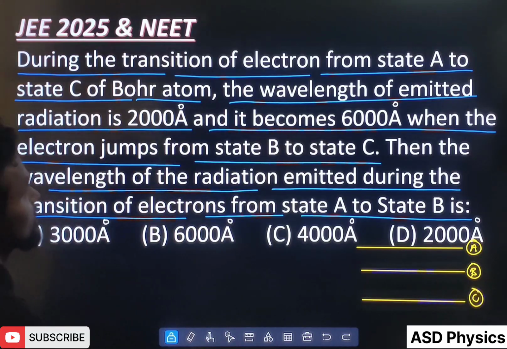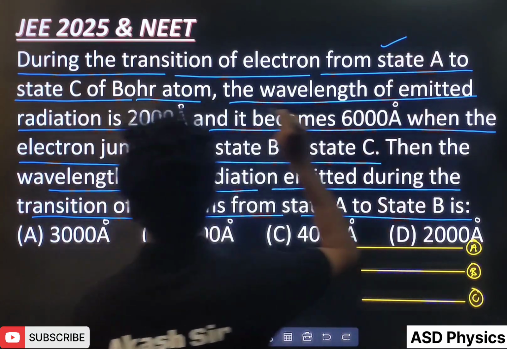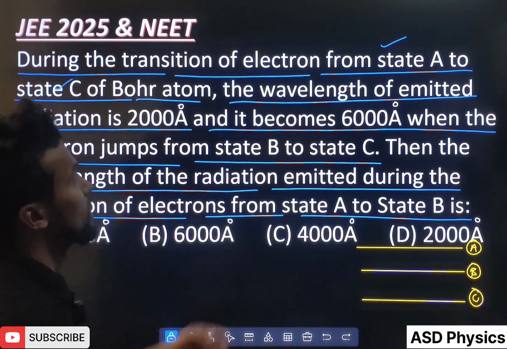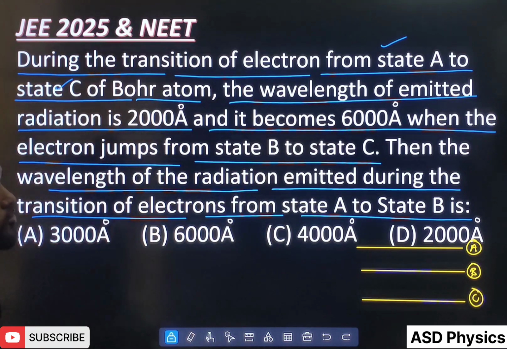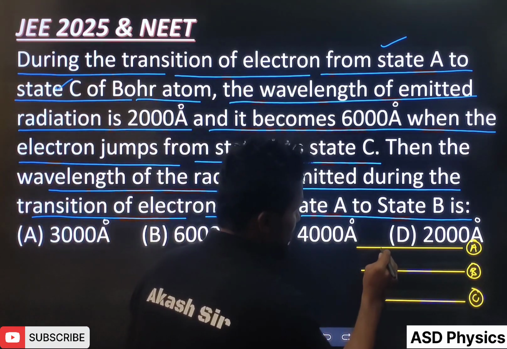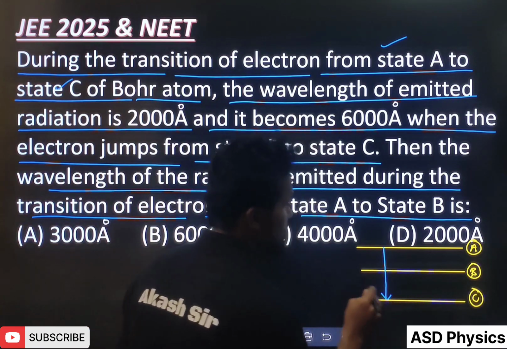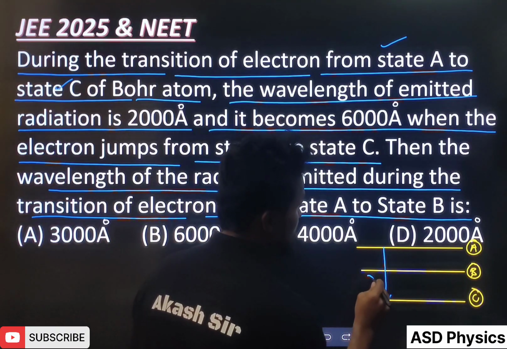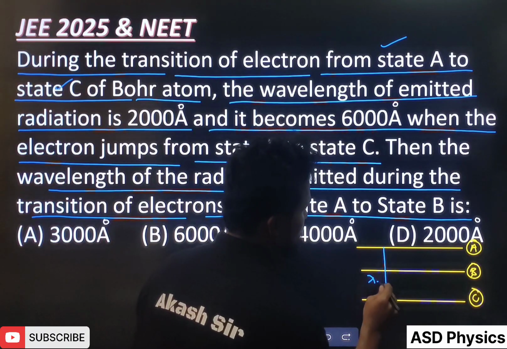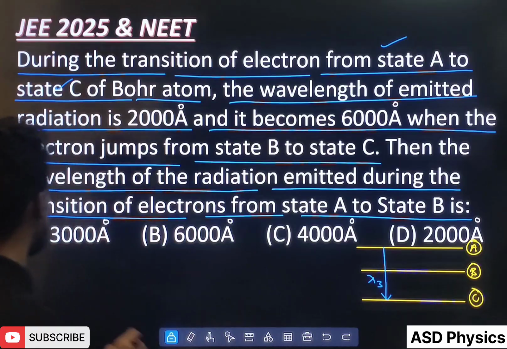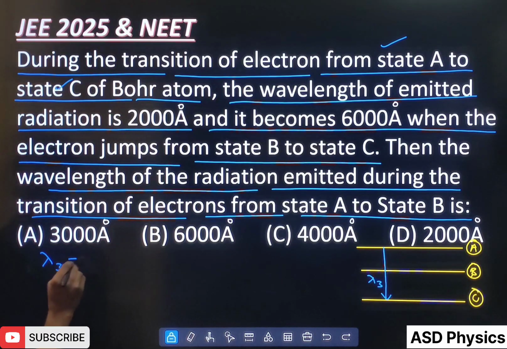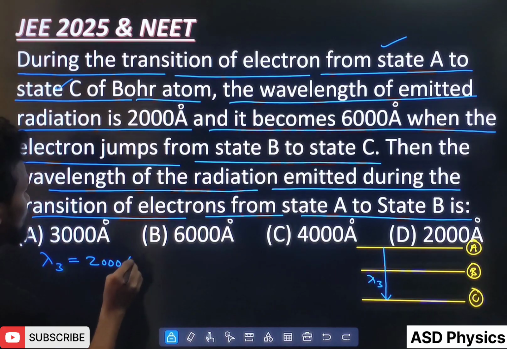So first, what is given here? First they have mentioned state A to state C, and how much wavelength is there? 2000 angstrom. So see, here I have taken the emission spectrum, state A to state C, and I have taken lambda 3. And students, this lambda 3 value, how much is given here? A to C means 2000 angstrom.